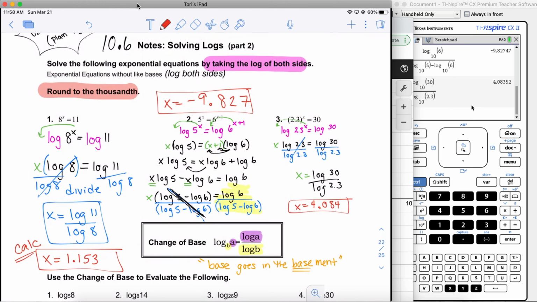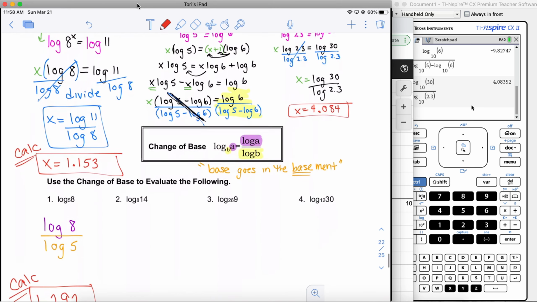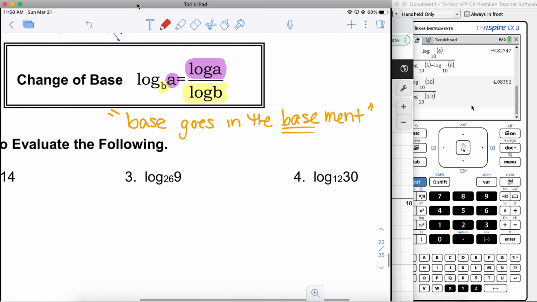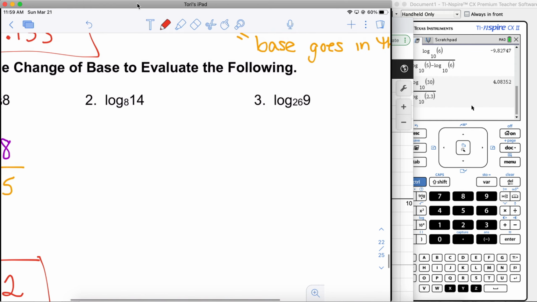The bottom is going to be a section called change the base or change of base. Okay, here is your rule for change of base. You are going to rewrite a log with a fancy base, like base 6, base 7, base 2, whatever, into a log base 10. But in order to do that, you have to remember that whatever you're taking the log of goes on top. Whatever your old base was goes in the basement. And I'll show you what I mean by that.